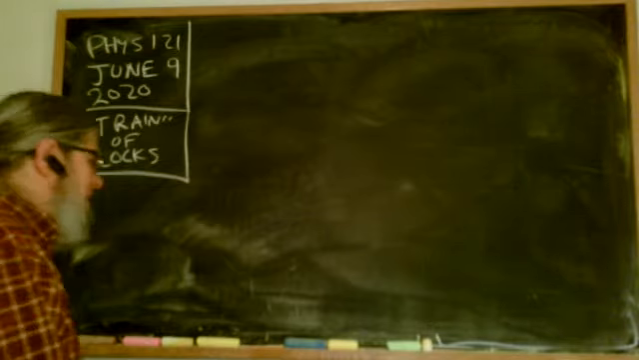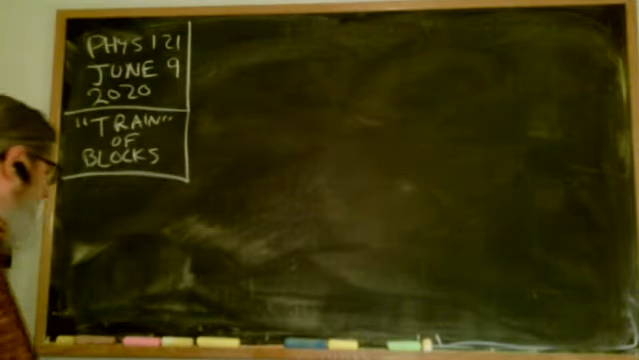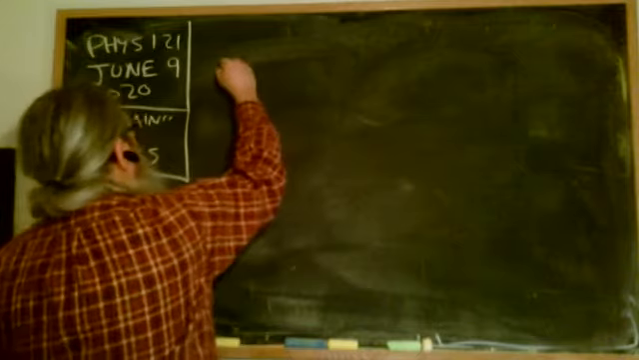Today is the second of two lectures for asynchronous presentation for Tuesday, June 9th. And I want to talk about an example problem, which I'm calling a train of blocks. So this is a problem where we start to think more carefully about systems. So here's how I set up the problem.